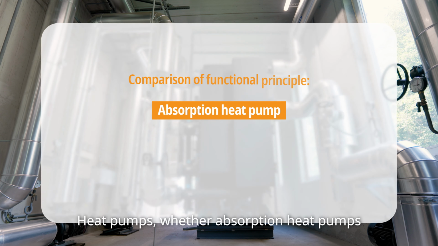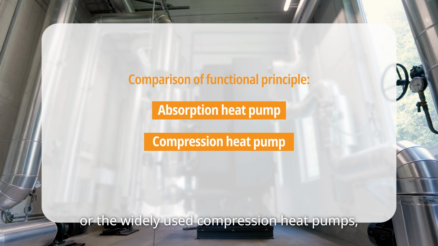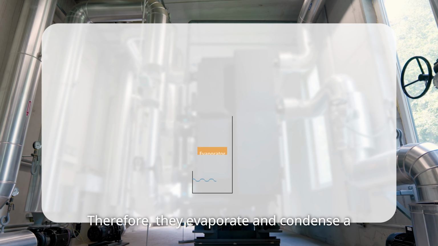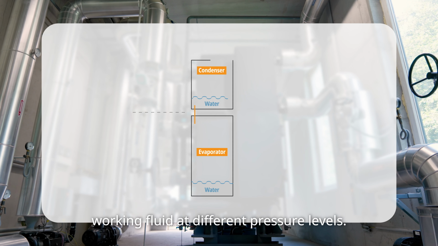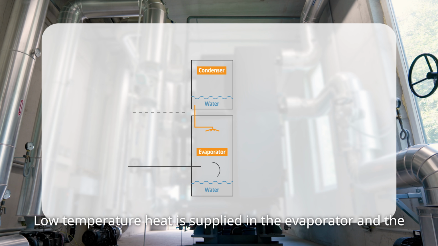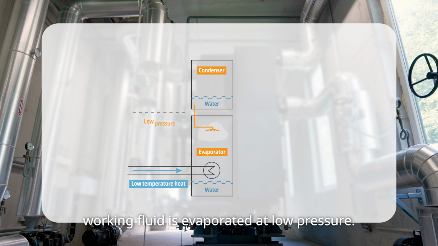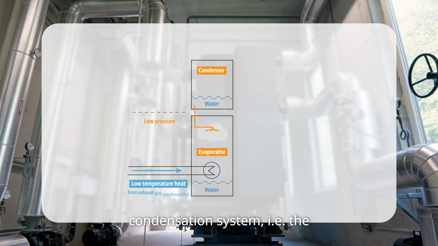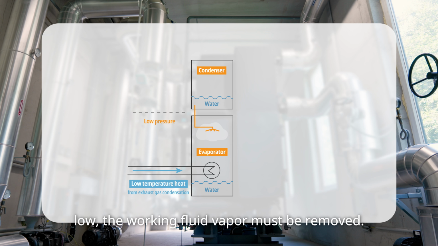Heat pumps, whether absorption heat pumps or the widely used compression heat pumps, raise heat from a lower to a higher temperature level. Therefore, they evaporate and condense a working fluid at different pressure levels. Low temperature heat is supplied in the evaporator, and the working fluid is evaporated at low pressure. The source of the low temperature heat is the flue gas condensation system, i.e., the flue gas from the boiler. To keep the pressure in the evaporator low, the working fluid vapor must be removed.